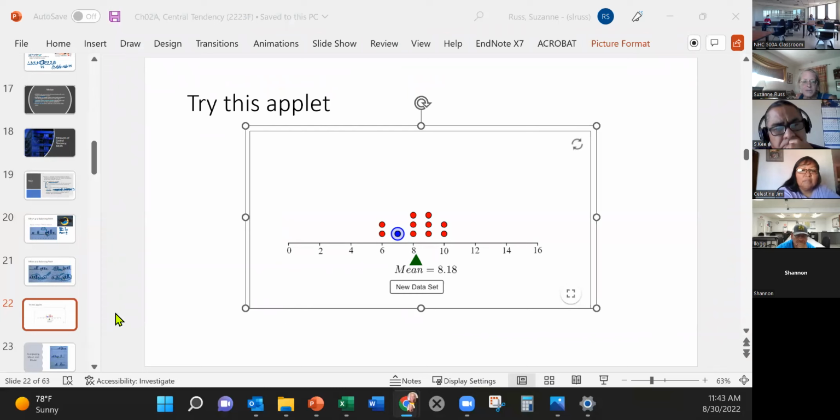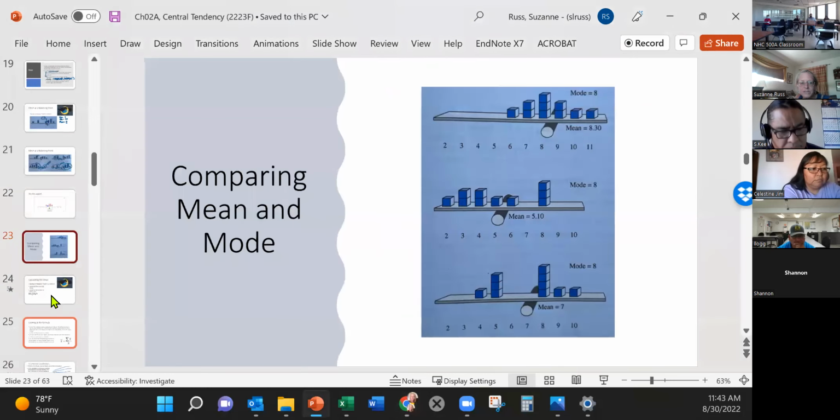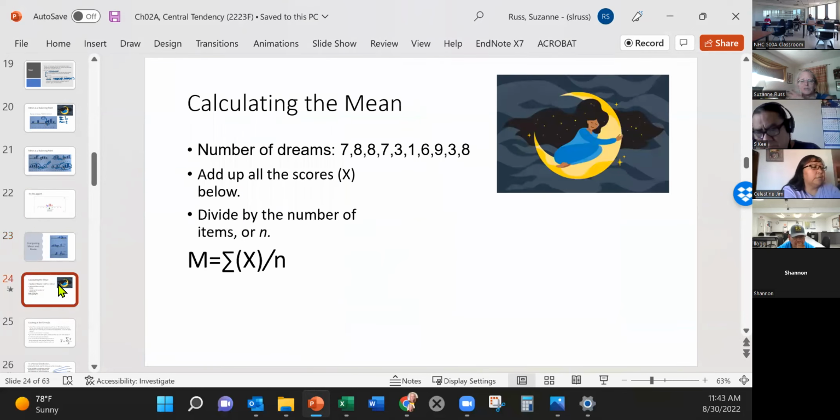All right. And so let's just continue on, do some calculations, and then we'll talk a little bit more about the mean because it's so important. These are just some examples of comparing mean and mode, but I think we've looked at this enough. This is in your book too. So let's go on and calculate the mean. And in doing so, let's look at some language that we use in this.